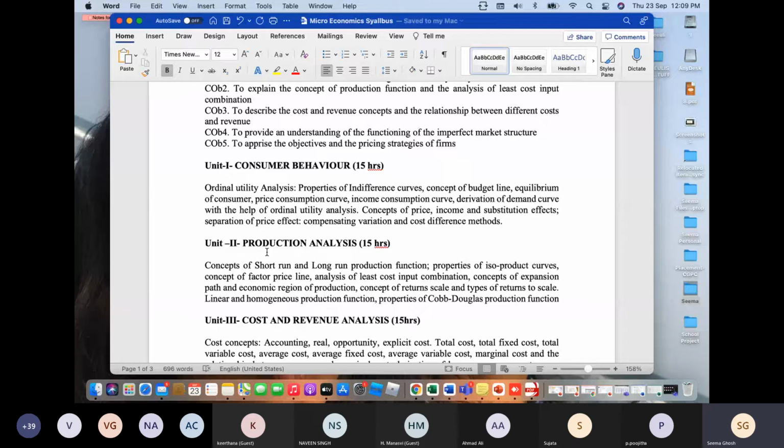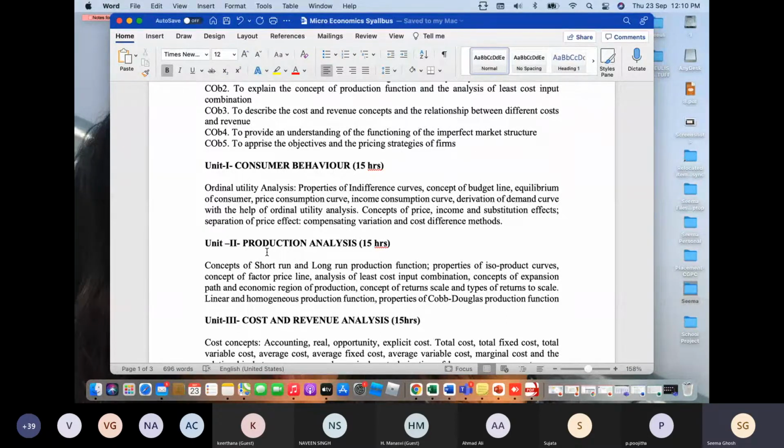And under production function, we are going to study the concept of short run and long run production function. And when we are studying the long run and short run production function, we will be doing the concept of isoquants, which is also called isoproduct curves. Then we will be taking the concept of factor price analysis.